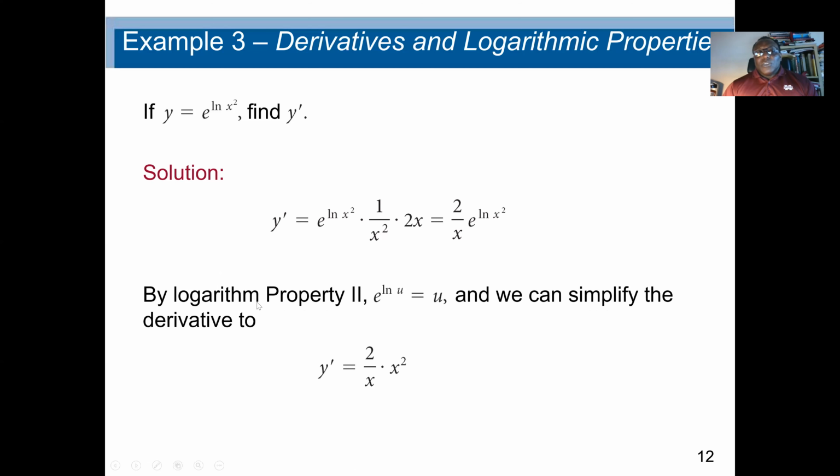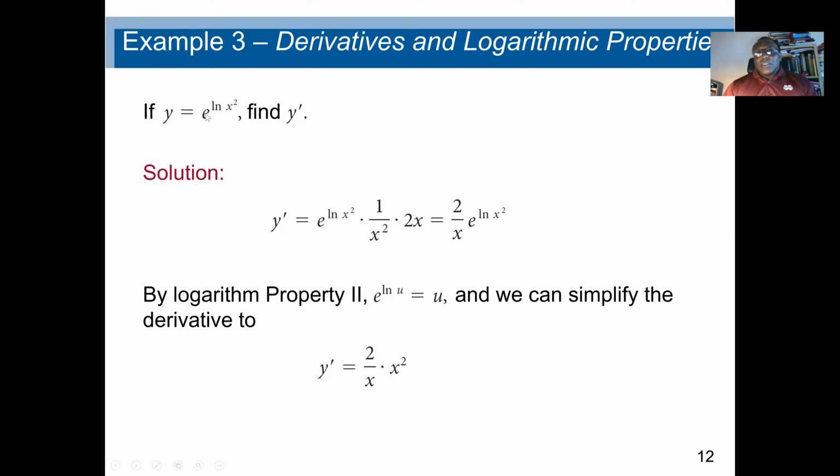So here we say by using log property 2, we can say that e to the power natural log u is the same as u. Then we can simplify for the u, which will give us 2x over x squared times x squared also.